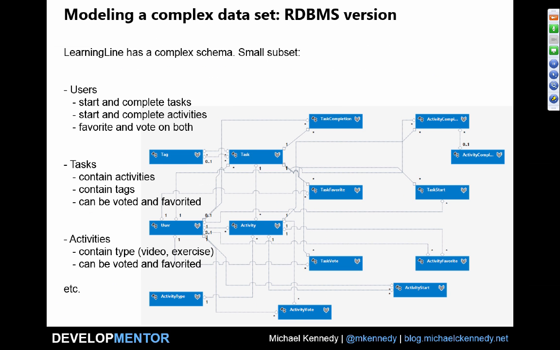So let's go back here. Here's a lot of the moving pieces that we have. You can see we have a task and we have an activity, and tasks can be favorited, and users can complete a task, which has a task completion which is related to a task. Tasks can be tagged, activities can be tagged, activities have a type. There's just so many of these tables in a relational database.